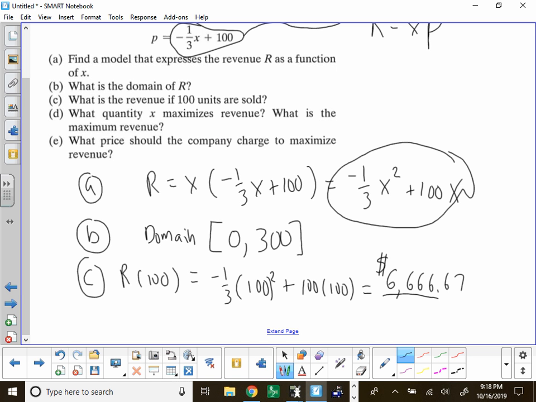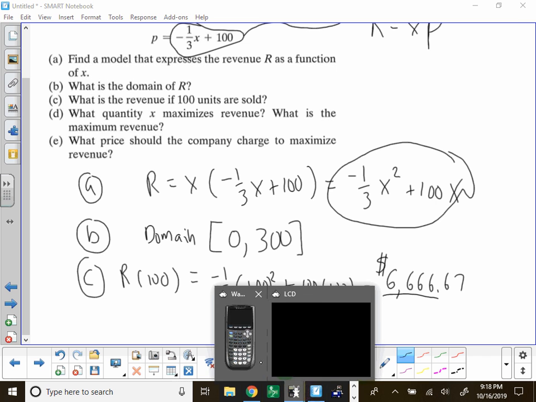Now we want to maximize the revenue. So we're going to maximize the revenue here. This is an upside down parabola. We can do negative b over 2a, or we can graph it, or whatever. Let's go ahead and go to the graphing calculator so you can see the domain as well.